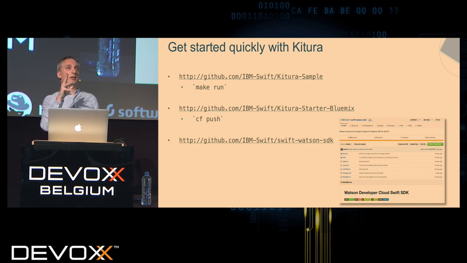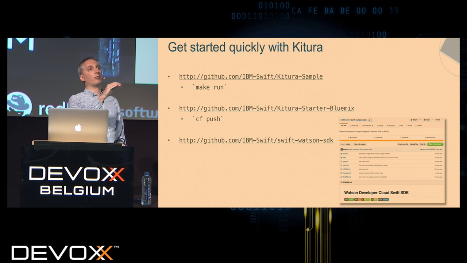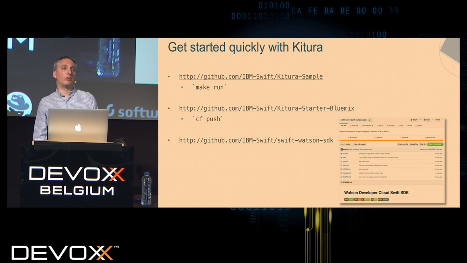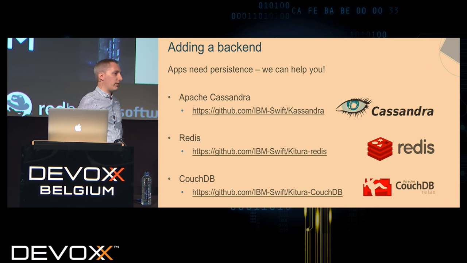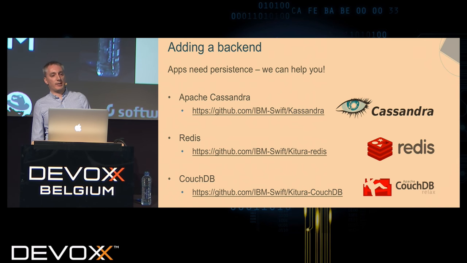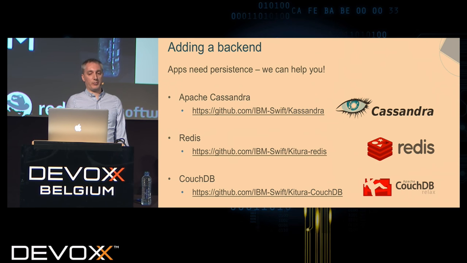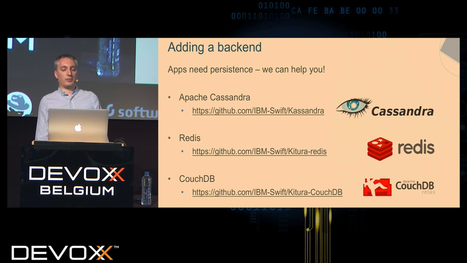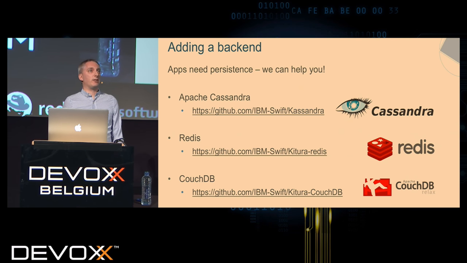The Hello World example is really simple, obviously. You're just defining a route, returning some static HTML or JSON. Real apps need to talk to a backend. So we've been developing drivers for common NoSQL databases. We've got drivers for Apache Cassandra, for Redis, or for Apache CouchDB. So depending on what your flavor of NoSQL is, you can easily get started with one of those. So it's easy to connect your Kitura app to a backend all in Swift.